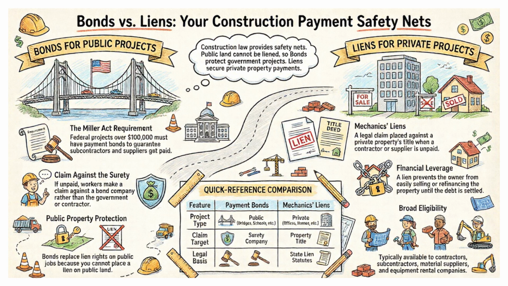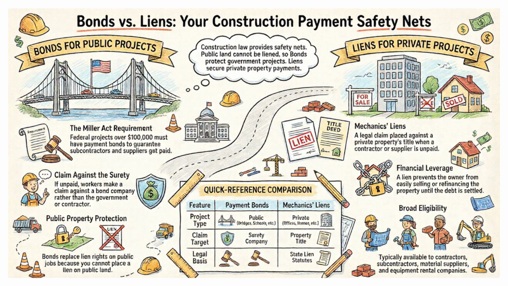Liens for private projects. Over here, we've got private properties, homes, offices, that cute little house with the sold sign. Mechanics liens. A legal claim placed against a private property's title when a contractor or supplier is unpaid. Financial leverage. A lien prevents the owner from easily selling or refinancing the property until the debt is settled. It's basically a legal headlock.